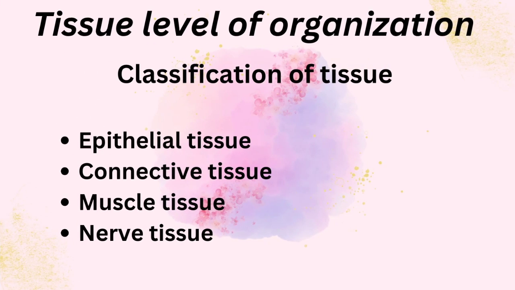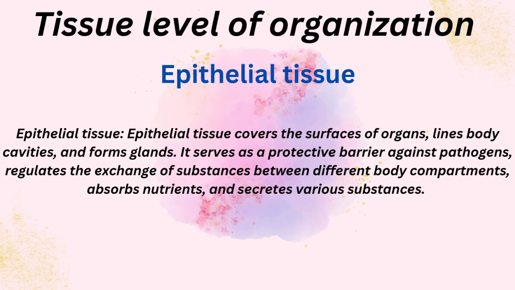Now, classification of tissue. Tissue is mainly divided into four parts, that is, epithelial tissue, connective tissue, muscle tissue, nerve tissue. Now, first is epithelial tissue. Epithelial tissue covers the surfaces of organs, lines body cavities, and forms glands. It serves as a protective barrier against pathogens, regulates the exchange of substances between different body compartments, absorbs nutrients, and secretes various substances.